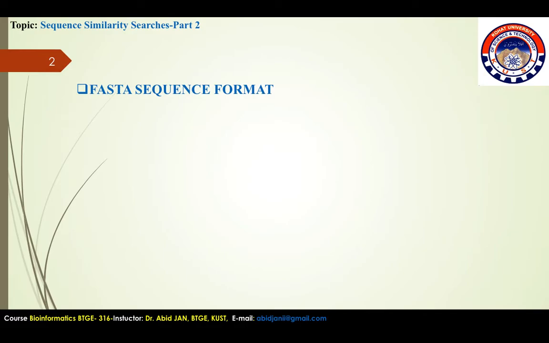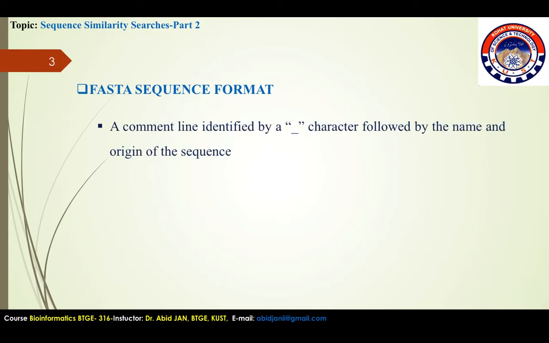FASTA sequence format. The FASTA sequence format includes three parts. A comment line identified by an underscore character followed by the name and origin of the sequence. The sequence in standard single letter symbols.